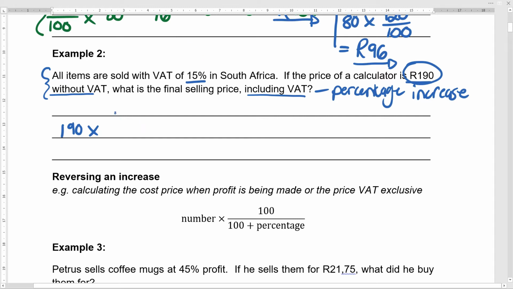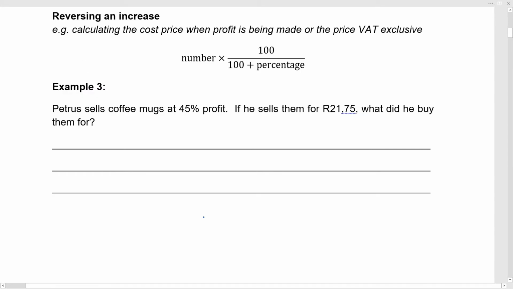So it's going to be 100 plus 15, or you can just say 115 divided by 100. And you can punch that happily into your calculator and you will get the answer, which I'm going to put the rand sign down in front of, 218 rand 50. The next thing we're going to look at is how to reverse an increase.